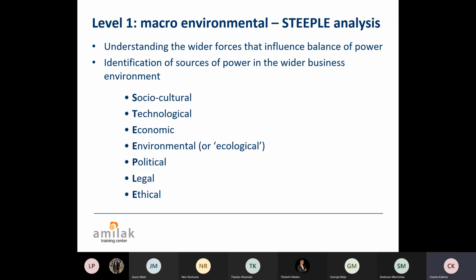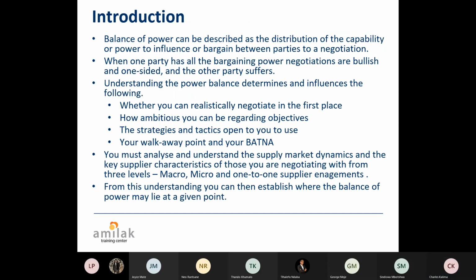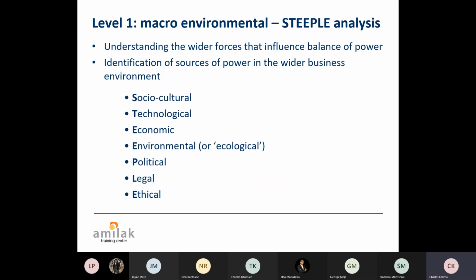Understanding the wider forces that influence the balance of power will help you in the negotiation. So you need to identify the sources of power in the wider business environment. You know, the STEEPLE analysis, where you look at the social culture that the organization is in, and all that is for the purpose of understanding power at these three levels: the macro, micro, and the one-to-one relations. Analyze the technological advantages that the supplier has. If their technology is inferior, you know that you can shift the power dynamics to your side.